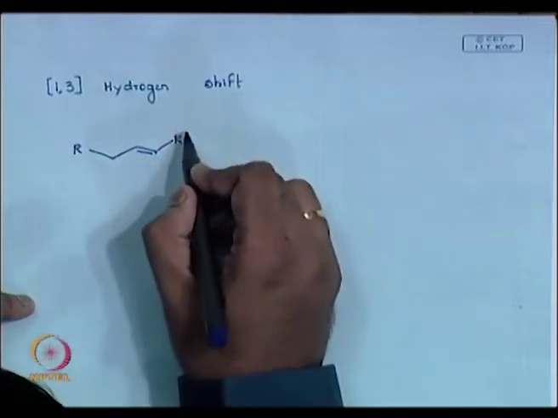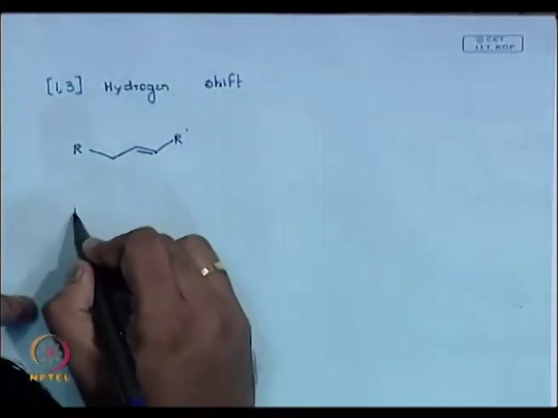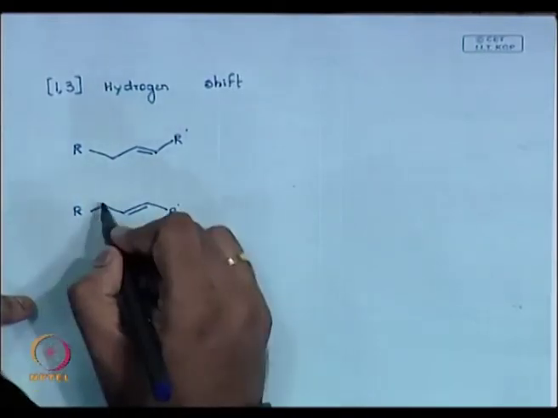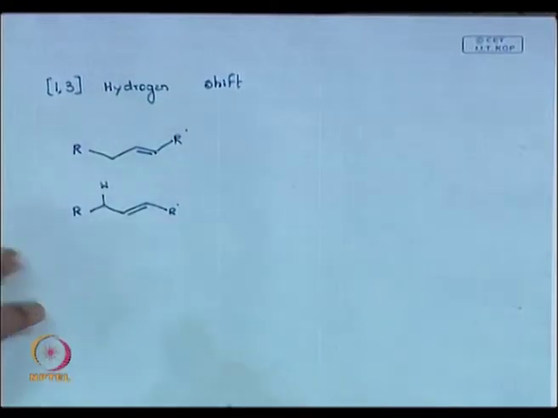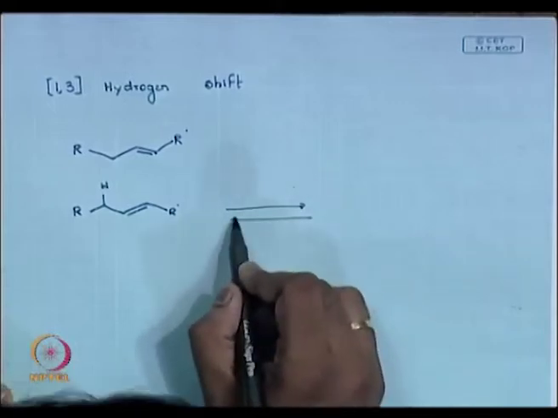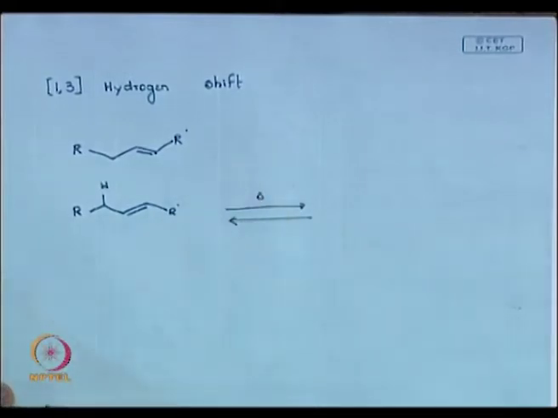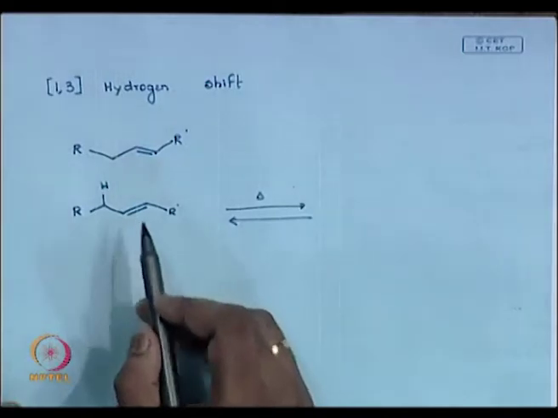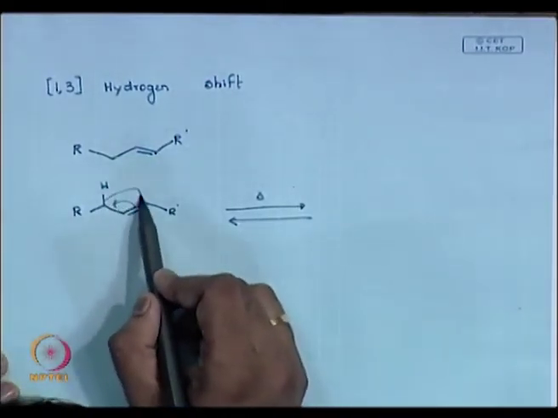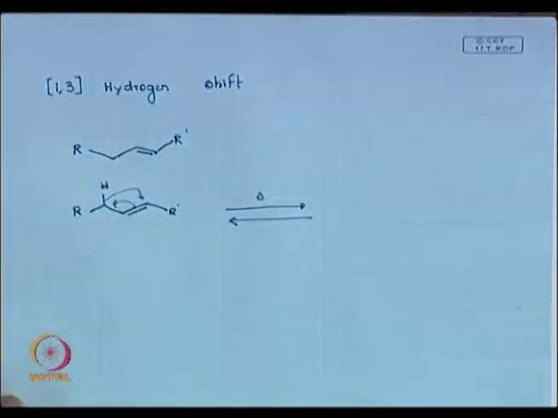R prime, better to write it so that I have a system like this, with a hydrogen. Now, if I heat this, what happens? Theoretically I should expect a 1,3 hydrogen shift, right.